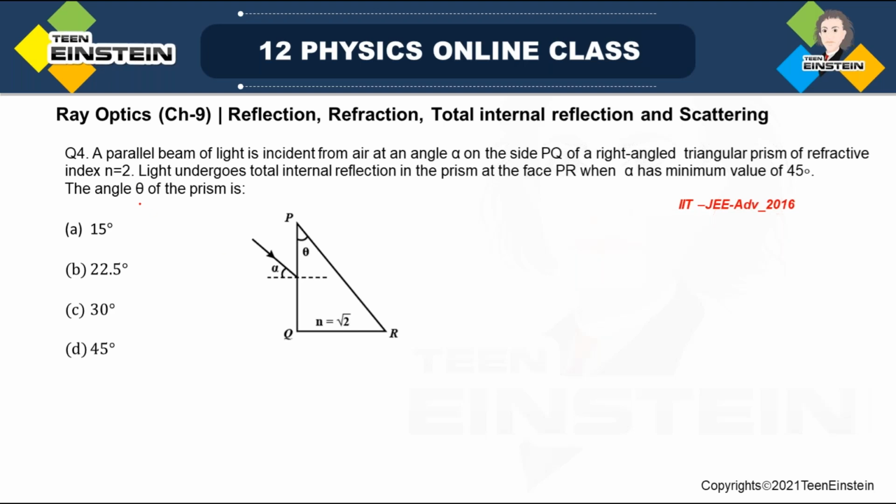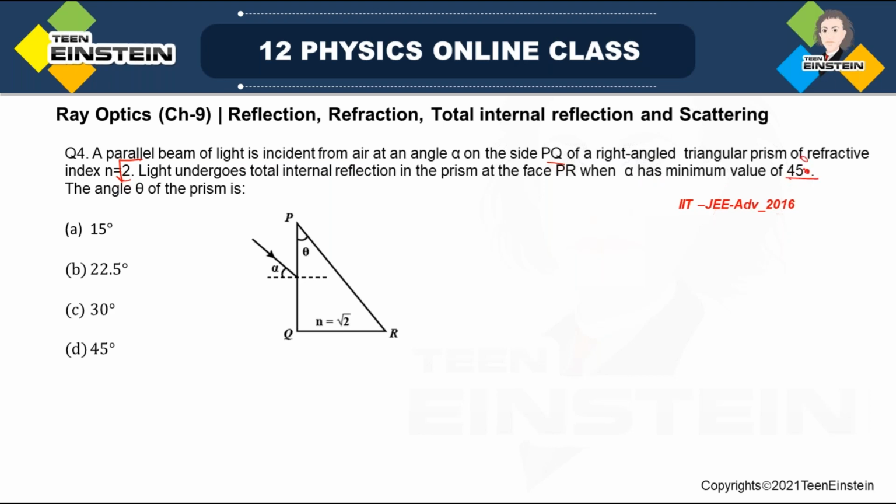So let us see, a parallel beam of light is incident from air at an angle alpha on the side PQ of a right angle triangular prism of refractive index n is equal to root 2, as you see here. Light undergoes total internal reflection in the prism at the face PR. That means it is actually satisfying TIR at the face PR when alpha has minimum value of 45 degree.